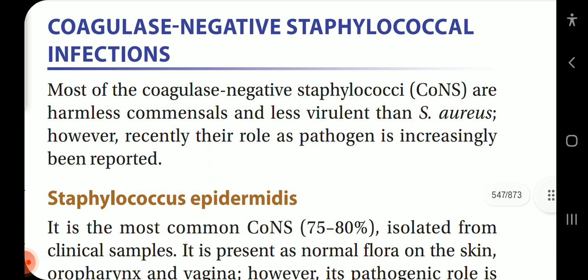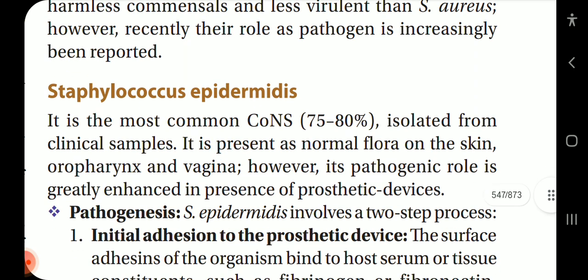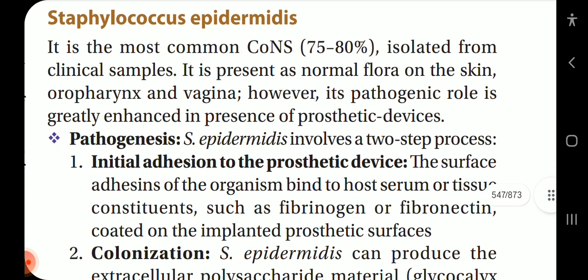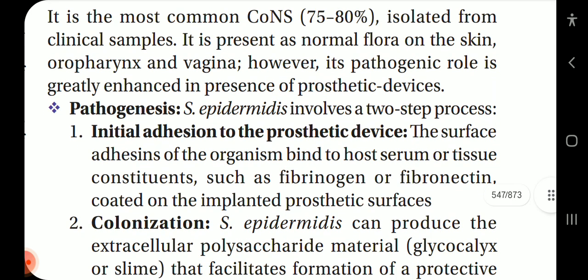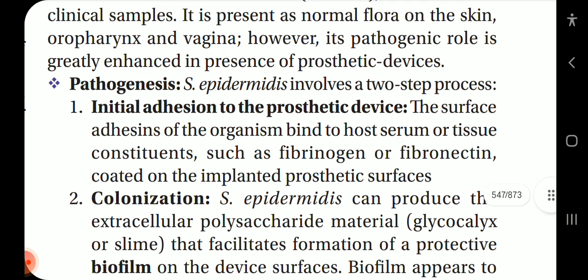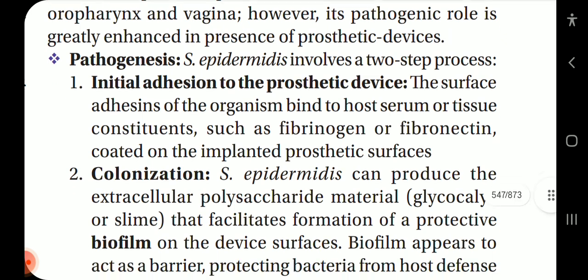Coagulase negative staphylococcal infections. Most of the coagulase negative staphylococcal infections are harmless. They are harmless commensals and less virulent than Staph aureus. However, recently their role as pathogen is increasingly being reported. Staphylococcus epidermidis is the most common CoNS, 75 to 80% isolated from clinical samples. It is present as normal flora on the skin, oropharynx, and vagina. However, its pathogenic role is greatly enhanced in the presence of prosthetic devices.